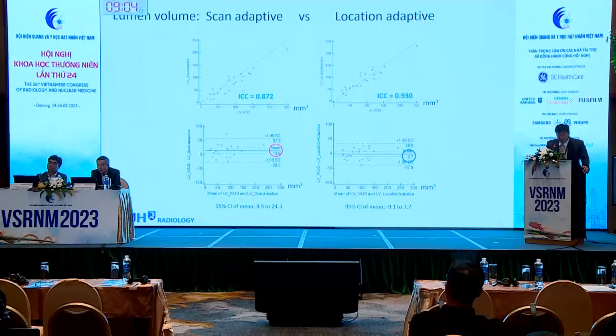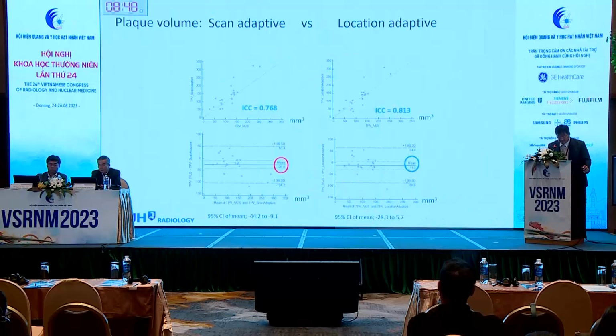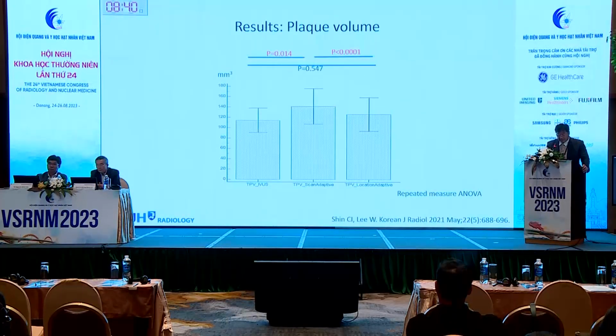When we compare with the IVUS, the location adaptive threshold shows less bias and a smaller divergence from the gold standard. And also the lumen volume is very similar to IVUS when we apply the location adaptive threshold. The plaque volume is also quite similar. So the location adaptive threshold is almost identical with IVUS, whereas the scan adaptive threshold overestimates stenosis, which means it also overestimates the plaque volume itself.